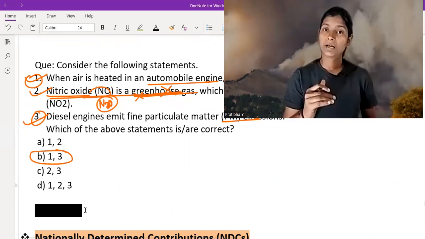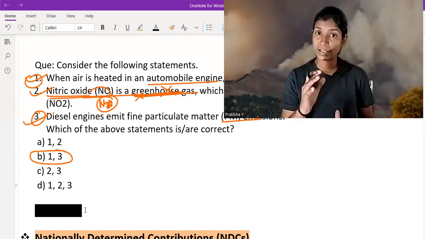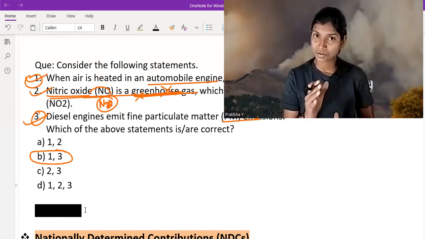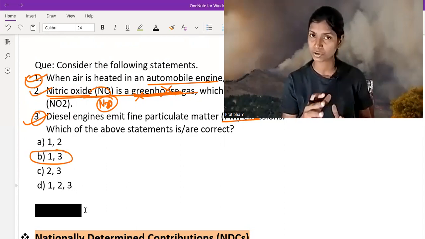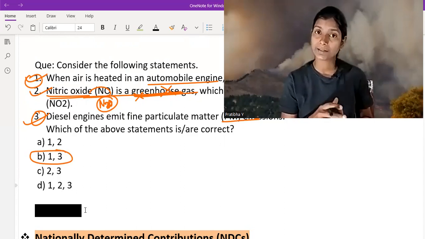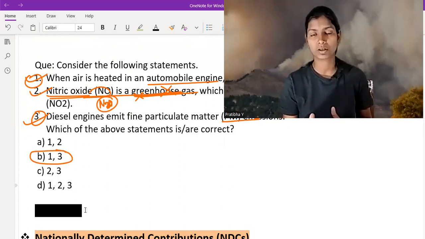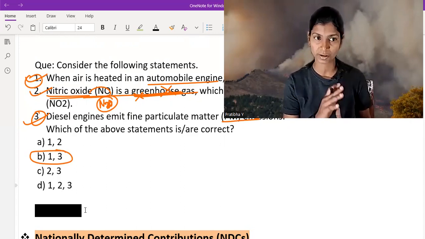Remember, nitrogen dioxide, nitrous oxide and nitric oxide. So nitrous oxide is a greenhouse gas. Nitric oxide reacts with oxygen to form NO2, which is toxic in nature. And nitric oxide on its own is a cause of respiratory problems in the lung. So remember, statement 2 is wrong, 1 and 3 are correct. That means option B is correct.